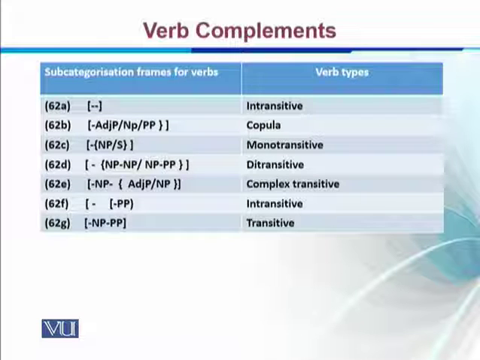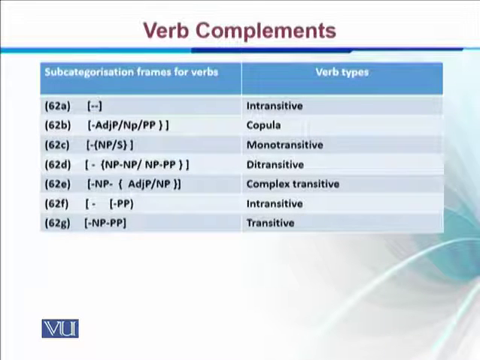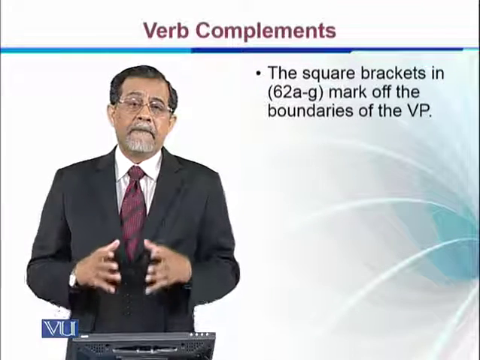Ditransitive can have two noun phrases or one noun phrase and one prepositional phrase, right? Similarly, complex transitive, we can have a noun phrase and then there is a possibility. This curly bracket tells us that this can be an optional constituent, an adjective phrase or a noun phrase. And then we can have an intransitive which must have a prepositional phrase, right? And then a transitive can have a noun phrase and a prepositional phrase. So these are some subcategorizations of the verb phrase.